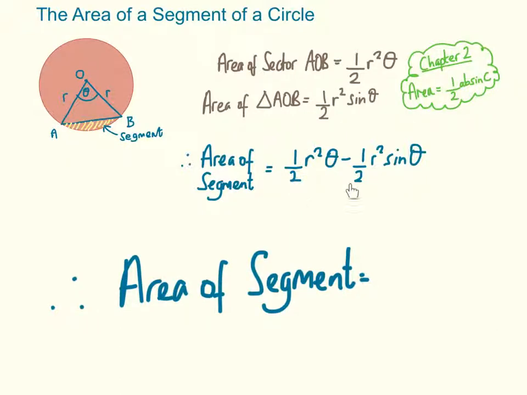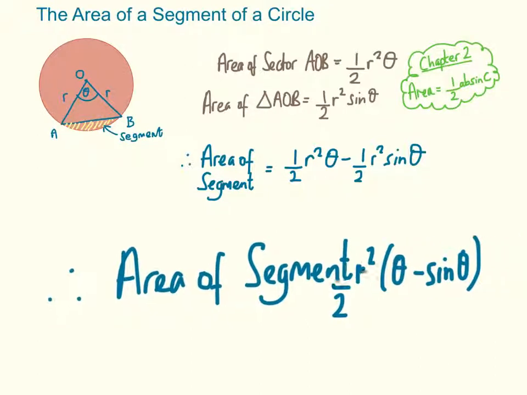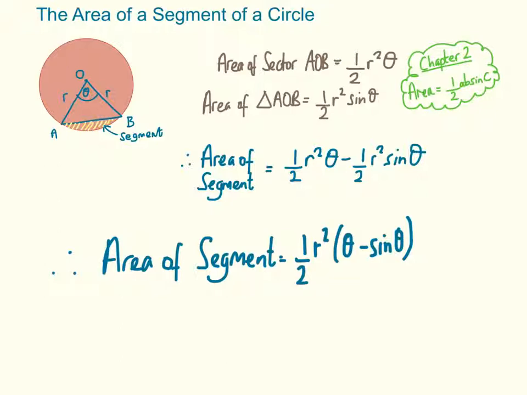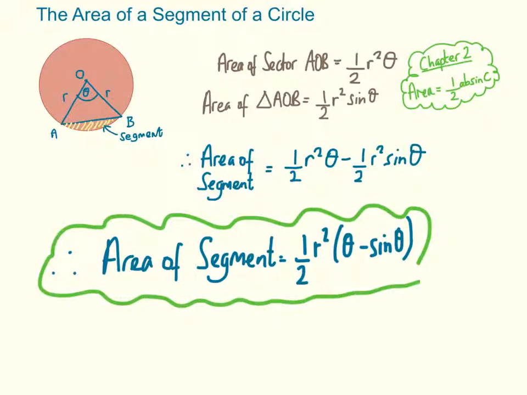So if we factorise it, we can take out the half r squared, and then the theta and the sine theta will have to go into the bracket. So we've got half r squared, brackets, theta minus sine theta. Now, if you're going to use this formula, because it's got sine in it, it is vital that you have your calculator in radians mode. If you don't have your calculator in radians mode, even with the correct working and correct method, it's going to be wrong because it's calling up degree values instead of radian values. So at this point, before we go on to the next example, make sure your calculator is in radian mode.